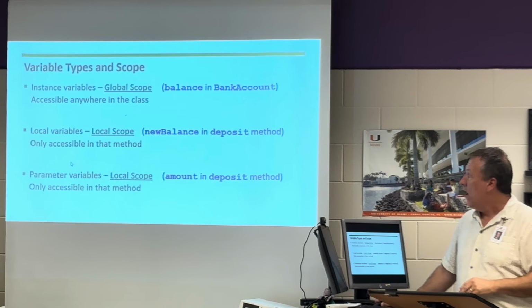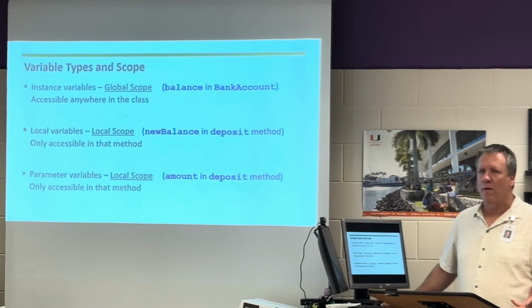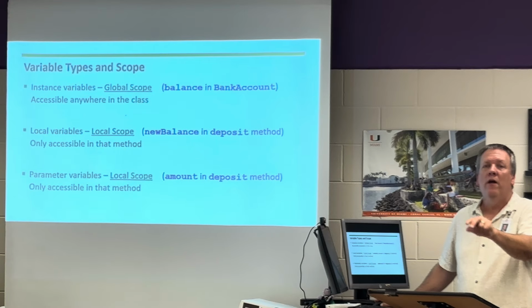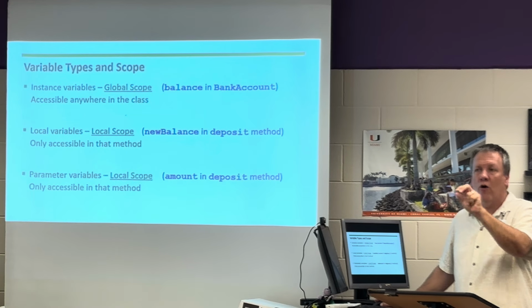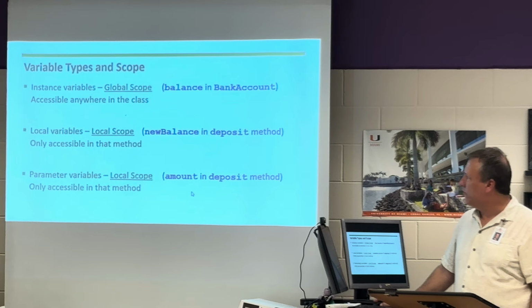Global, and then another parameter also is local scope. I could only use amount in the deposit method. I couldn't call the getAmount method. There's no getAmount method. Amount was just for that one instance of calling a withdraw or calling a deposit. Here's the amount I want to withdraw or deposit. So those are what we call different scopes.